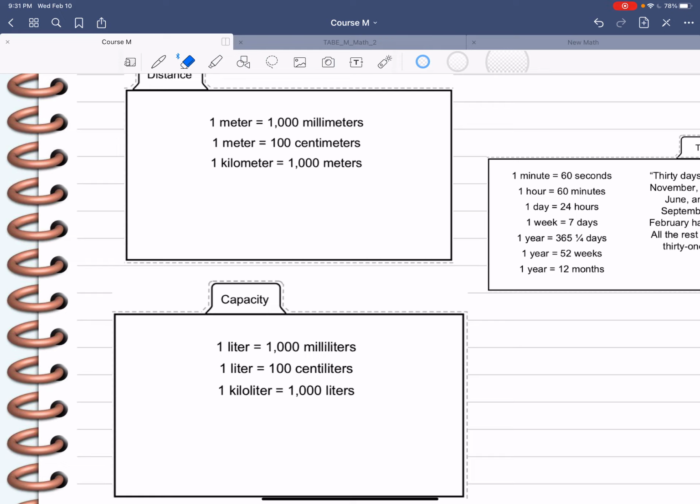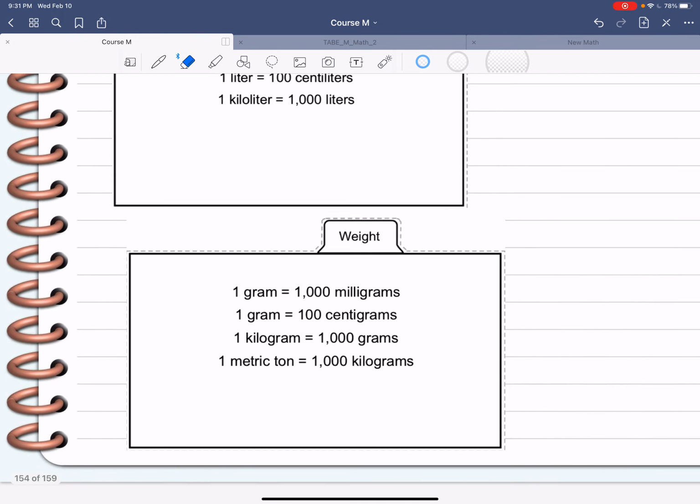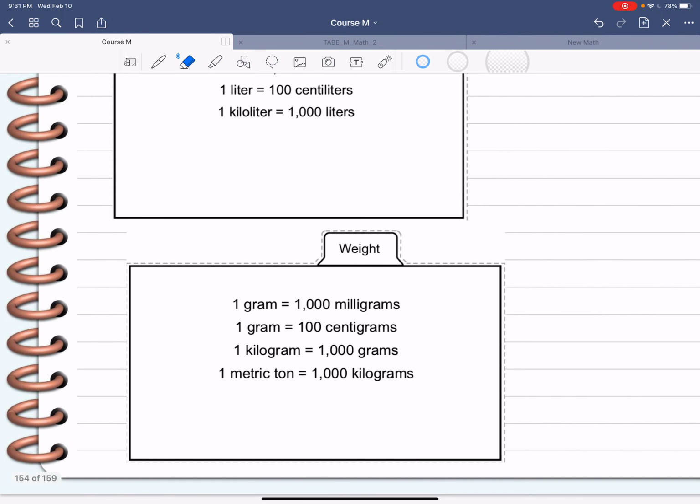But your capacity units are based on the liter. And then your weight units are based on the gram. And the weight ones have one extra one here. The metric ton is included, and that is equal to 1,000 kilograms.